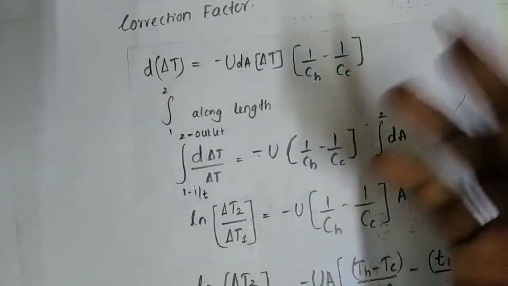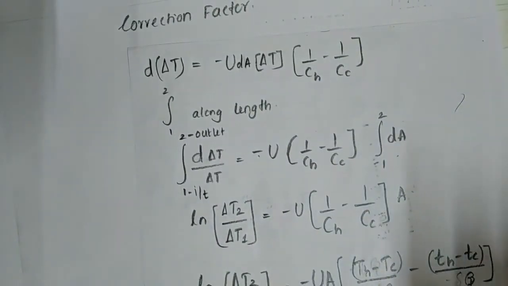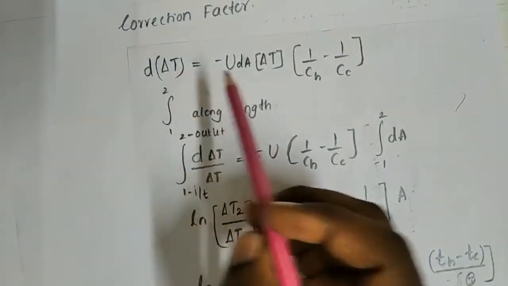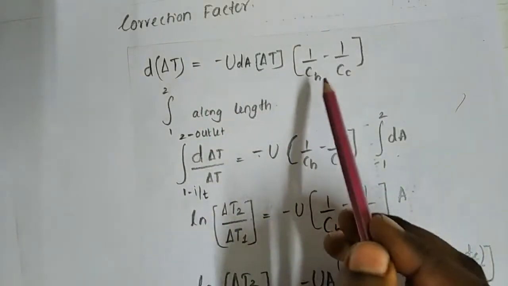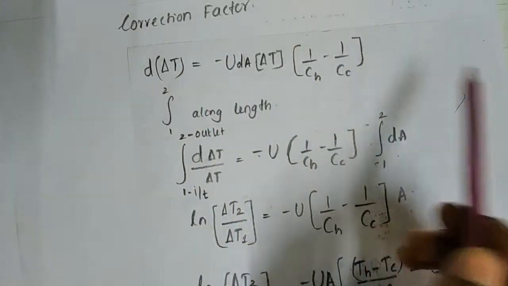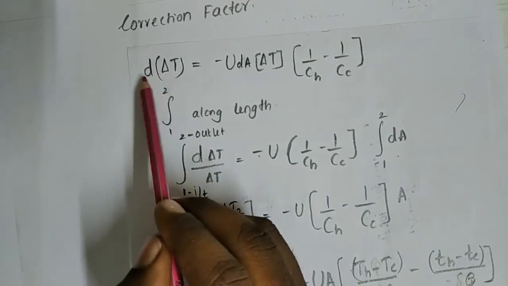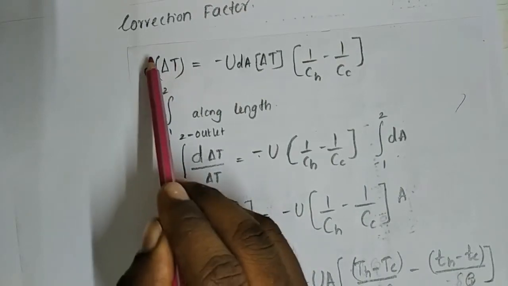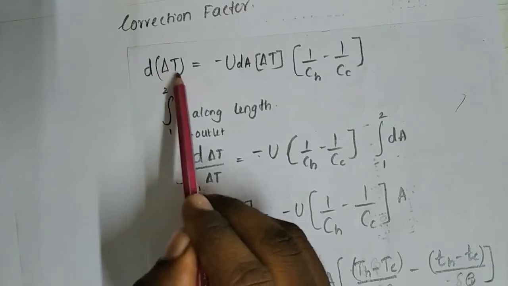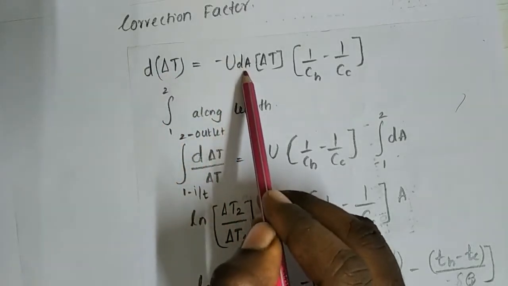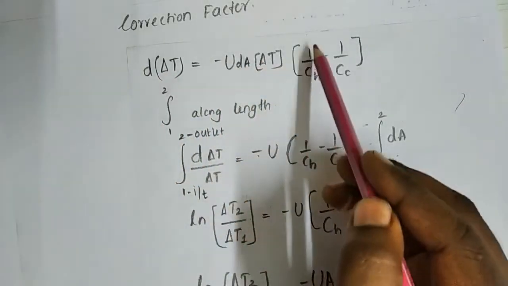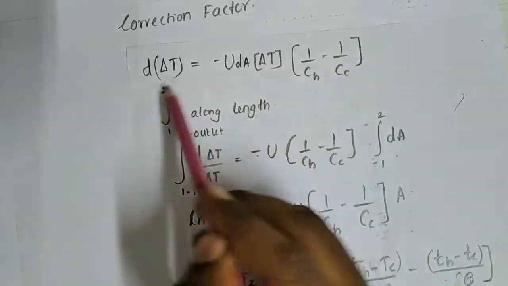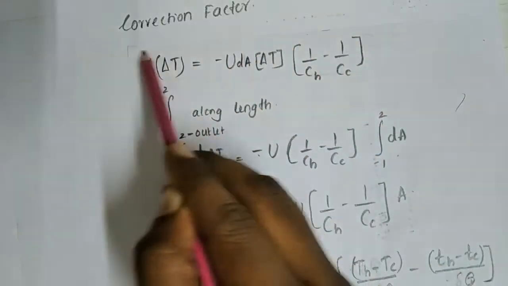The derivation is also the same as the previous case for the parallel flow heat exchanger. The small deviation is the change of sign and the variation in the temperature notation. From the previous case, the differential of delta T is equal to minus U dA into delta T by 1 by Ch minus 1 by Cc. This is for the particular area.